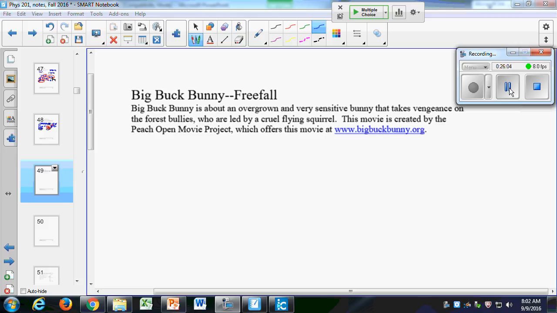So Big Buck Bunny looks like the bad guy. Well, I guess he probably is the bad guy, but he's getting revenge. Don't go out and get revenge. That's not good.